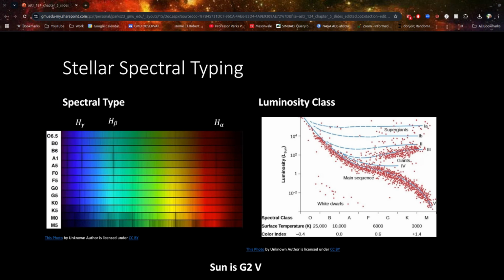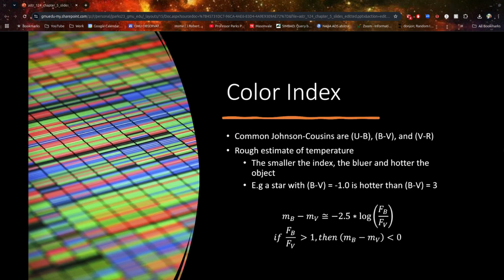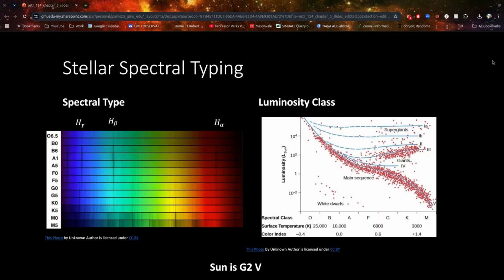And so that's why the letters are as they are, because the initial ordering was simply based on the strength of the lines. So an A star had the most prominent lines, whereas a Z star had almost no hydrogen absorption lines in it at all, or at least none that could be detected.